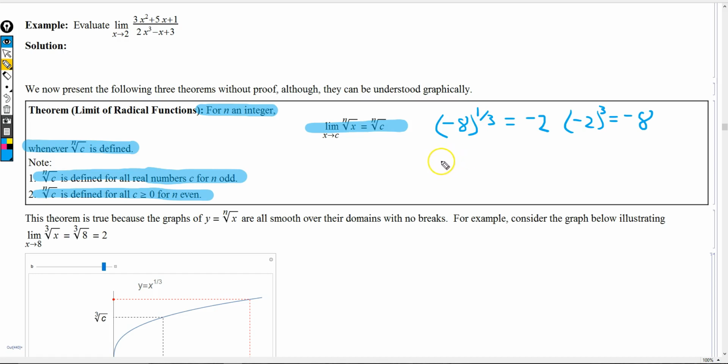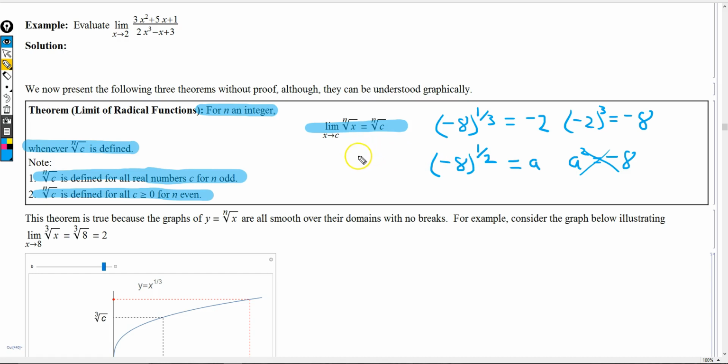However, if I try to look at negative 8 to the 1/2, the square root of negative 8, that's not a real number, right? There is no real number a in which a squared gives you back negative 8, right? There's no real number that does this, okay? There are complex numbers, right? This actually is a complex number, but we don't want to deal with complex numbers right now, okay?